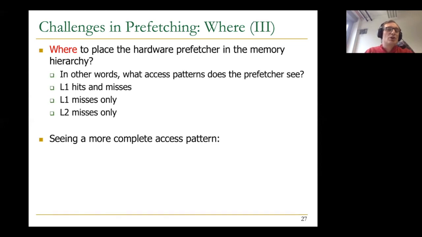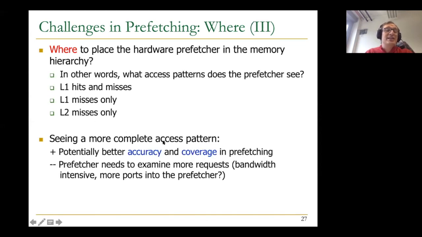You can imagine more things clearly. Seeing a more complete access pattern potentially gives you better accuracy and coverage in prefetching, though not always if you're not careful. Now the prefetcher needs to examine more requests, so it may be bandwidth intensive, with more pressure on the prefetcher. And sometimes if you see too much, you may not be able to discern the really important accesses. So that's also important. Seeing too much is not always good in prefetching.